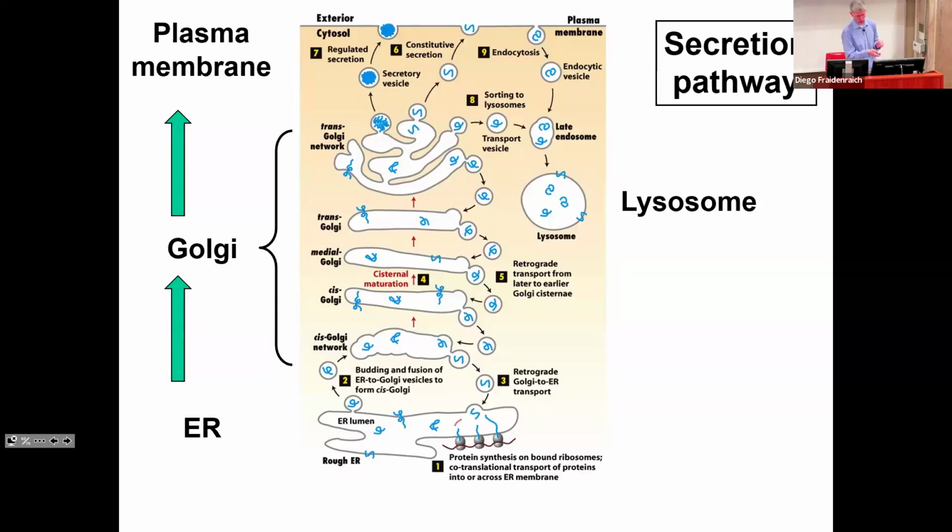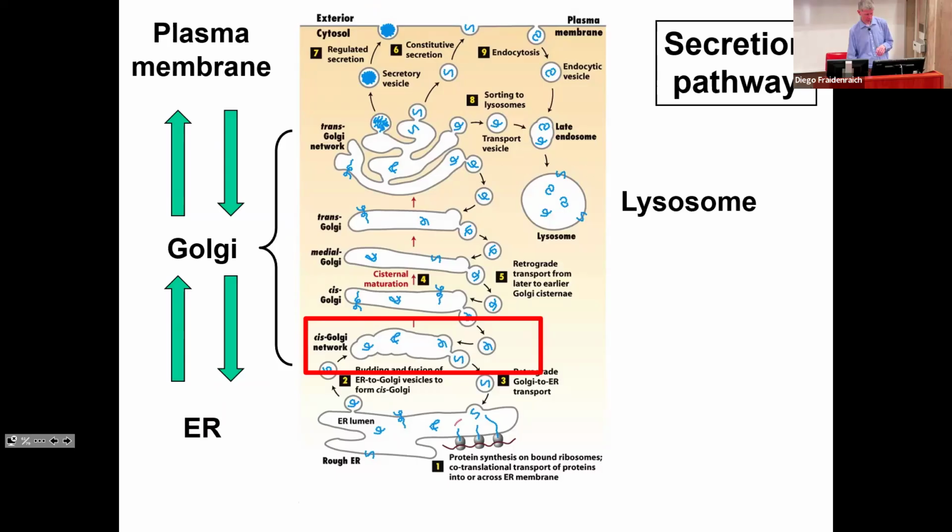And so there's a movement of vesicles going from the endoplasmic reticulum to the Golgi, through the Golgi to the plasma membrane. And there could also be vesicles moving in the opposite direction. It's called retrograde transport.